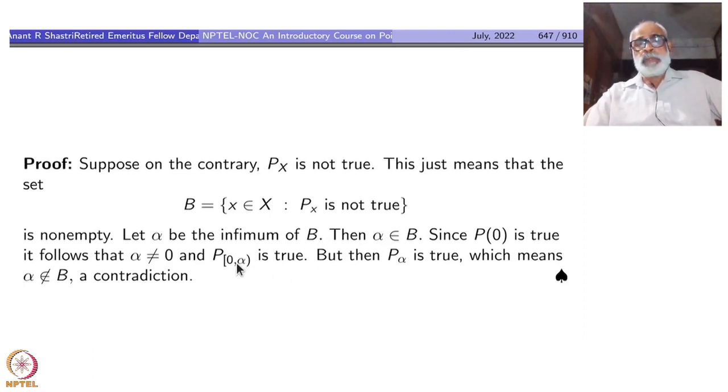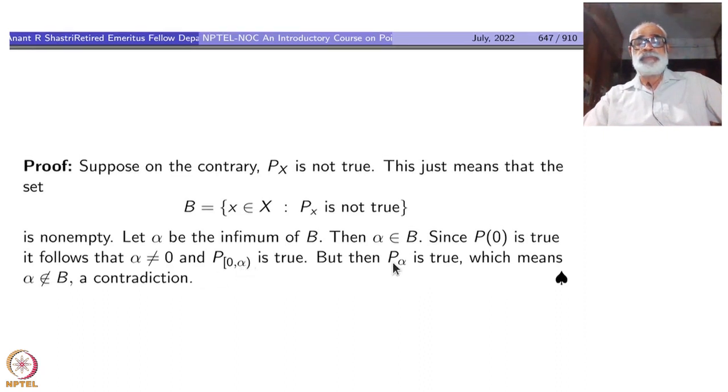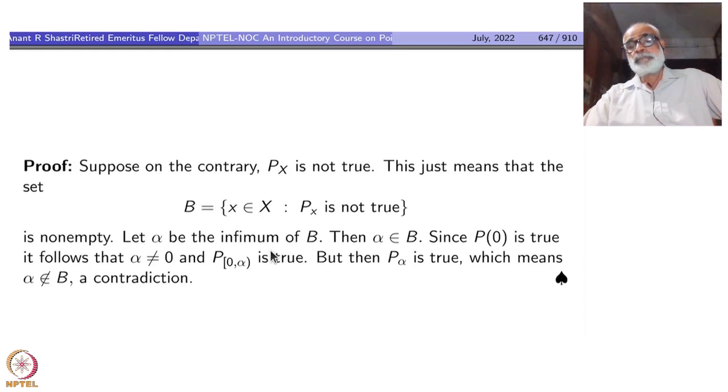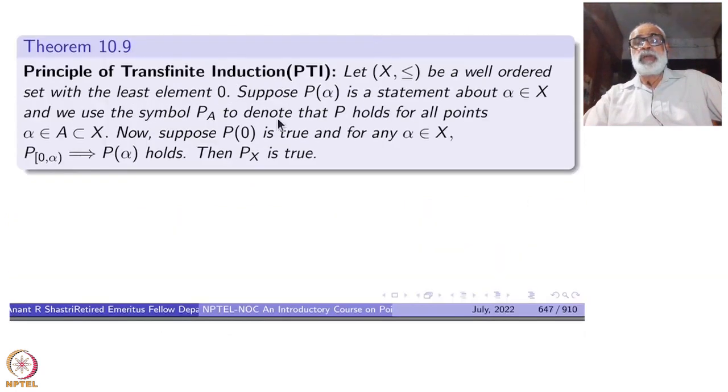And the moment it is smaller than that, it must be true, otherwise alpha will not be the infimum. So P of 0 alpha is true. Every beta less than alpha, P of beta is true. That is the meaning of this. Therefore, P alpha is true. Here you can take the closed segment 0 to alpha. But then alpha cannot be inside B. That is a contradiction. So that is the proof of the principle of transfinite induction, which, as you see, is an easy consequence of well ordering. So within a well ordered set, this always holds.